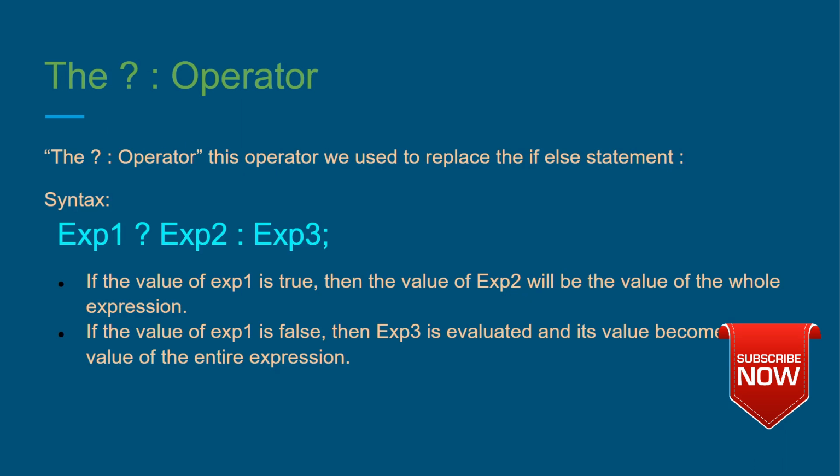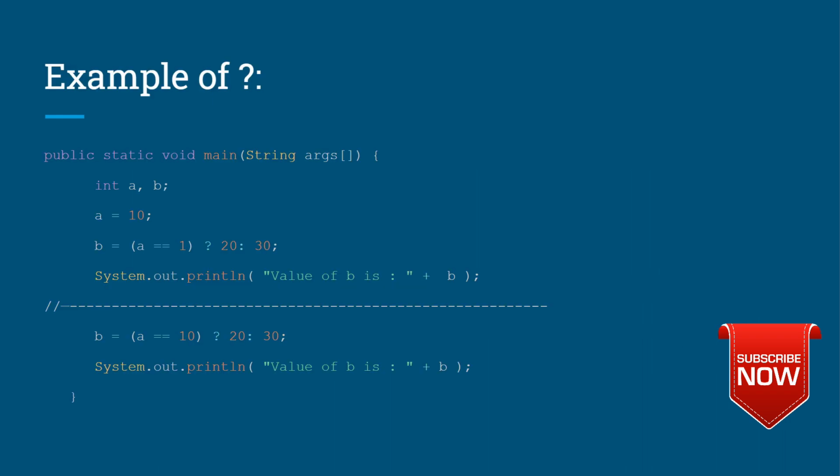Now, let's talk about this operator, the question mark and colon. This operator is used to replace the if else statement. We can replace the if statement by using these operators. The syntax is expression 1, then question mark, expression 2, colon, then expression 3. How it works: if the value of expression 1 is true, then the value of expression 2 will be the value of the whole expression. If the value of expression 1 is false, then expression 3 will be evaluated, and its value becomes the value of the entire expression. Let me explain with an example.